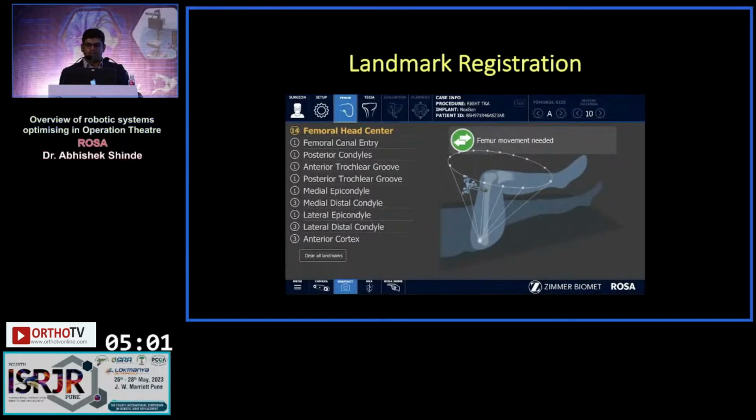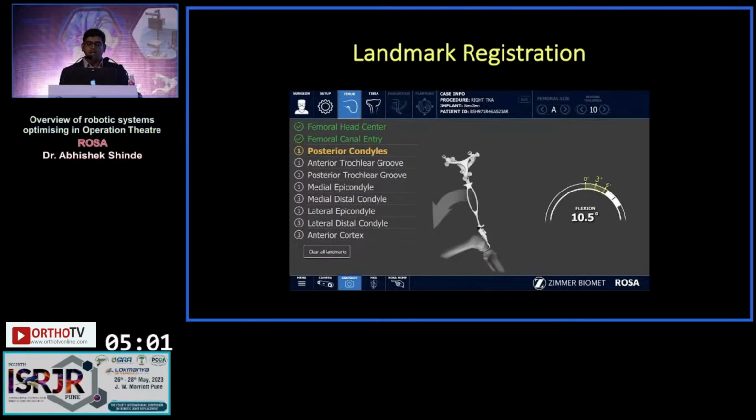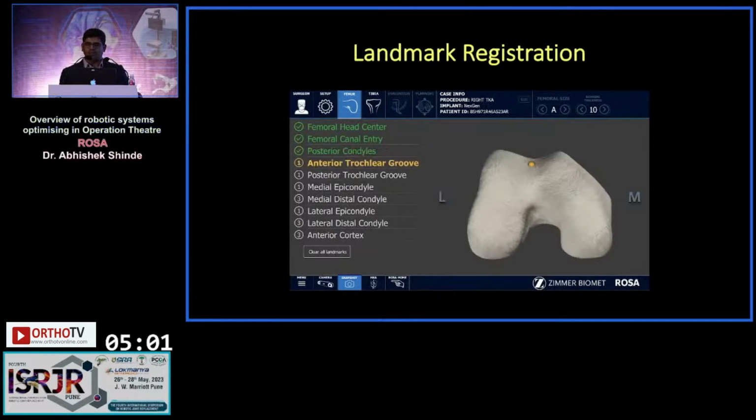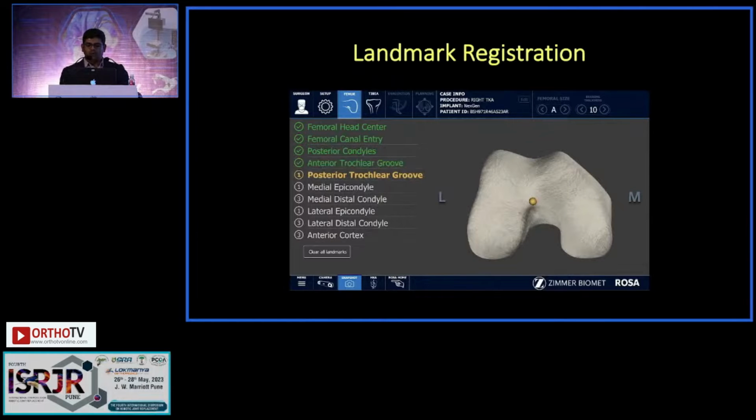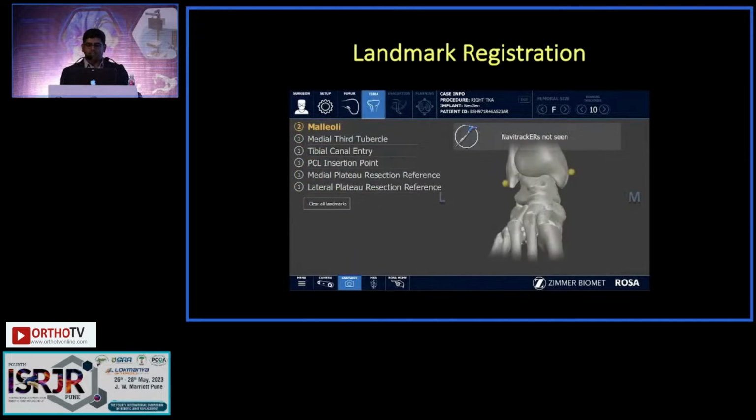Then the landmark registration: femoral head center, femoral canal entry, posterior condyle, anterior trochlear groove, posterior trochlear groove, which match the white side line. Then the posterior trochlear groove, medial epicondyle and the medial distal condyle, lateral epicondyle, transepicondylar axis which forms, and then the anterior cortex.